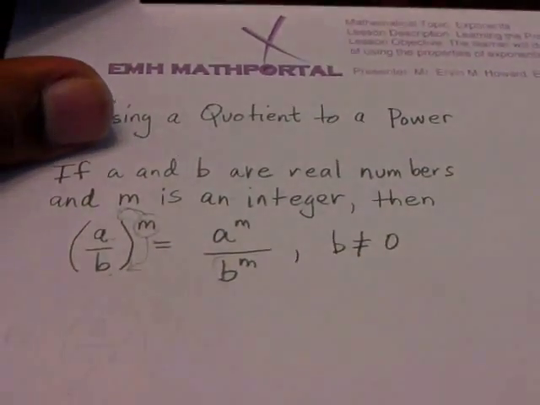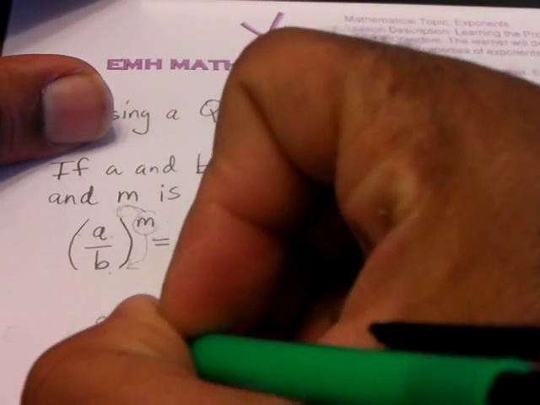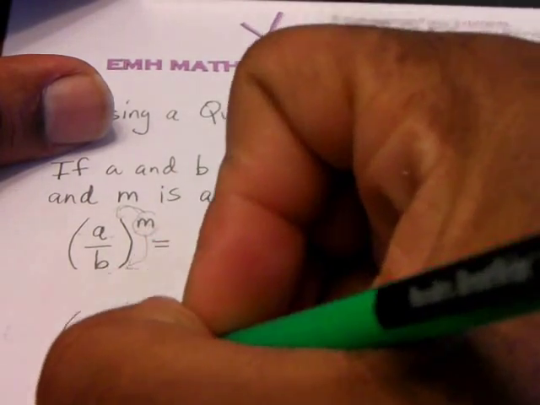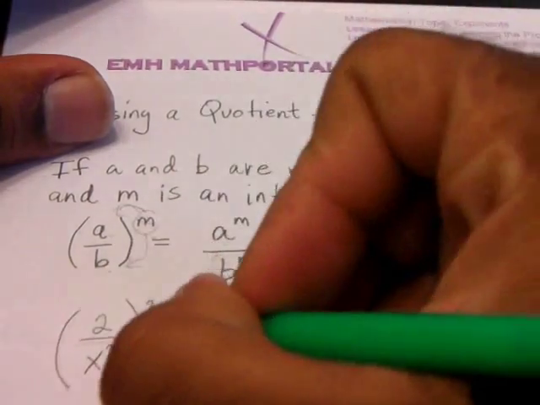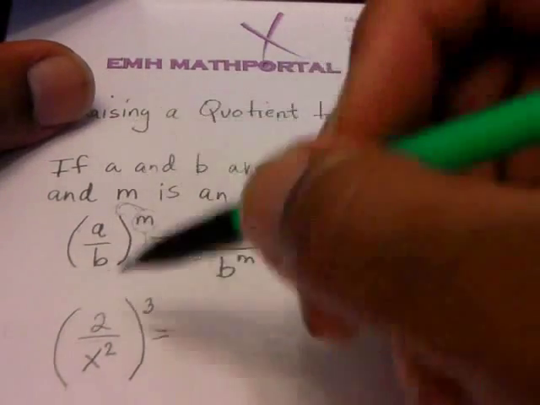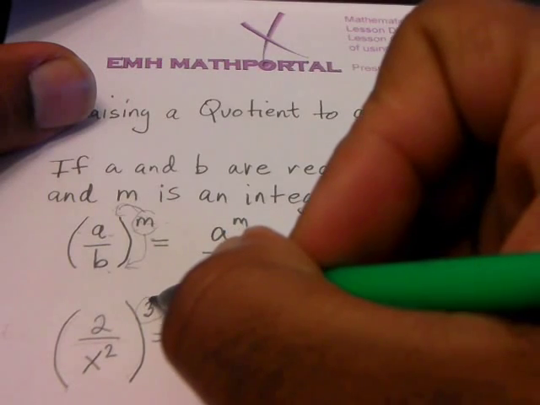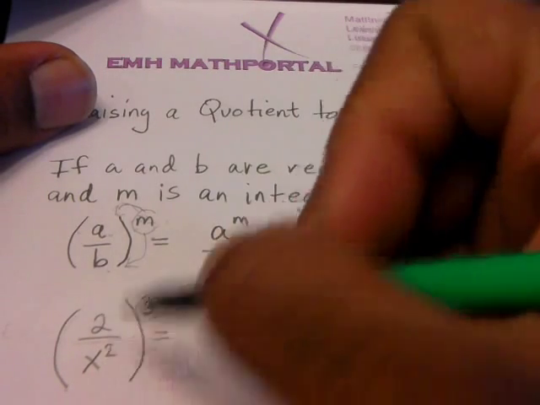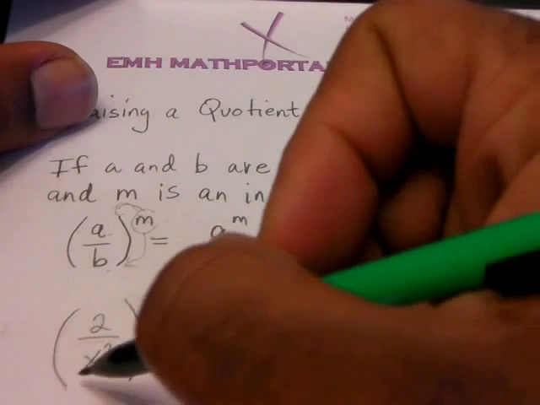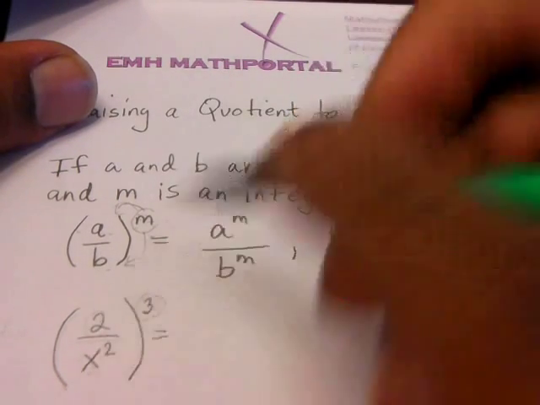I'm going to write some examples. I'm going to write the quotient of 2 over x squared, all right, raised to the power of 3. Now, in this problem, we're going to distribute the power to each element in the numerator and the denominator. In this case, you have 2 in the numerator and x squared in the denominator.